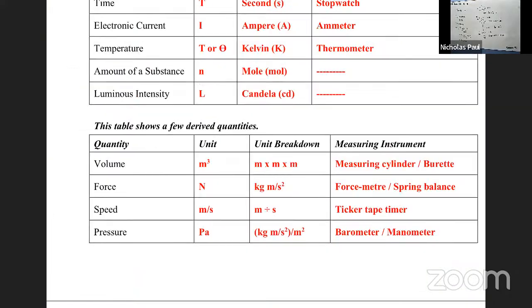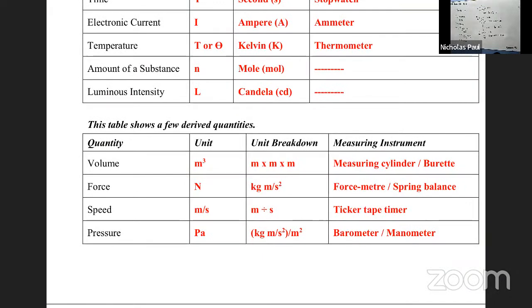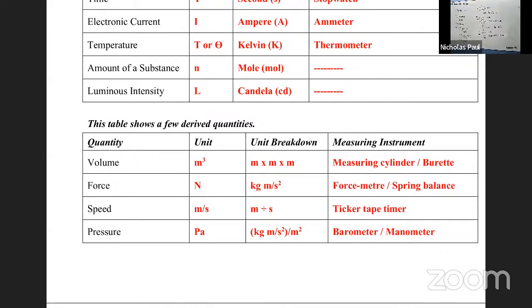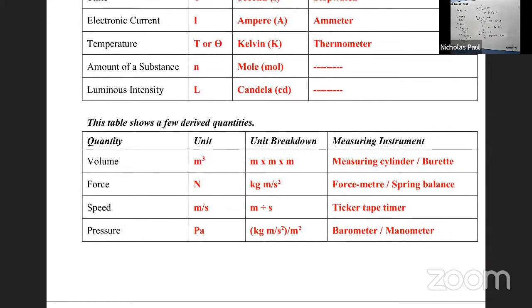We looked at some derived quantities like volume and force and speed and so on, and how to get the SI unit and how to have the alternate. So for example, if you remember, force is kg m s^-2, but it could also be written as newtons. That's okay? So you could use either one.